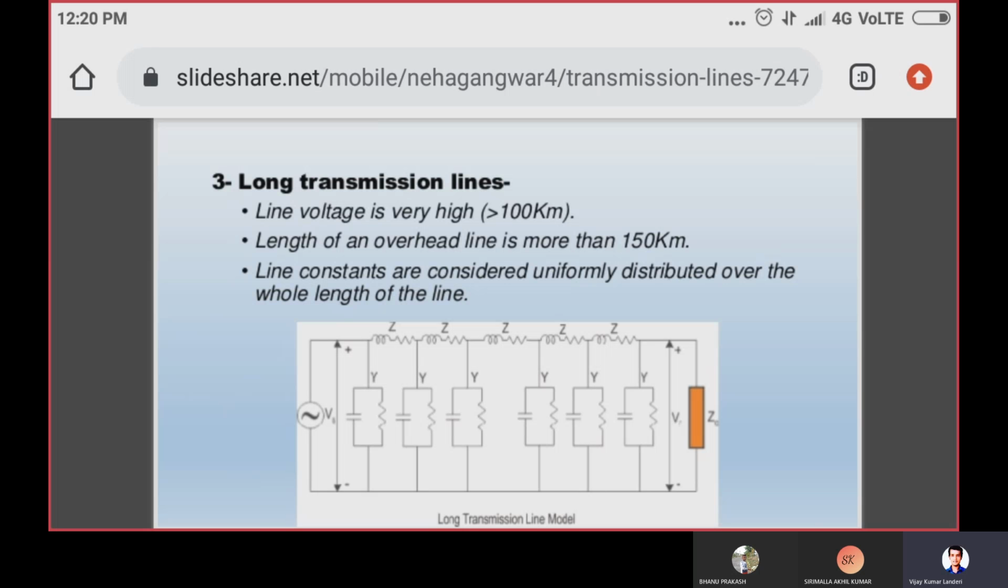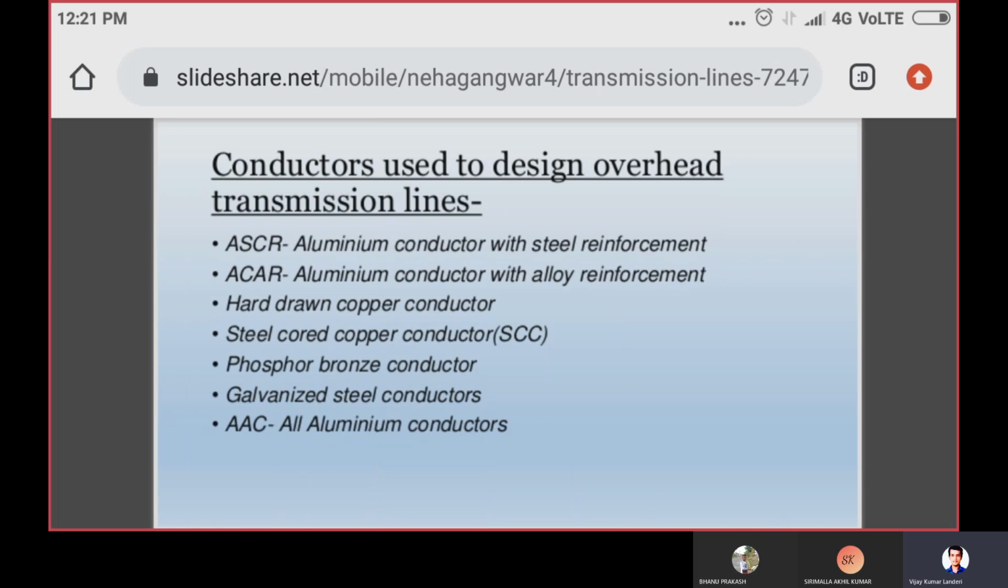So in this one, what are the line constants previously we have seen? Resistance, inductance, capacitance, conductance. These are all uniformly distributed over the whole length of the line. Now coming to the conductors which are used in the overhead transmission lines. What are the various conductors which you are using in the overhead transmission lines?